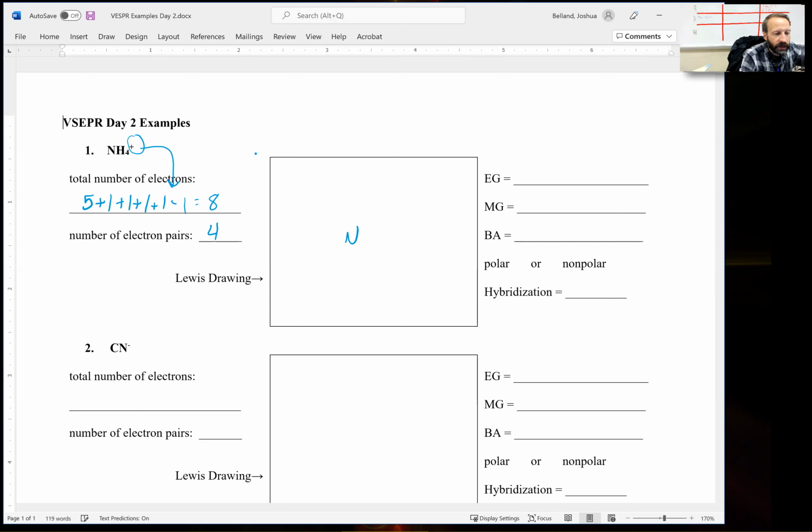So maybe, I don't know, my N in the middle, 4 H's, just like we've done previously. This is nothing different. Okay, the same steps as before apply. I don't put lone pairs around the hydrogens because they're hydrogen. And so now I count my pairs. 1, 2, 3, 4 pairs. With those 4 bonds, I'm done.